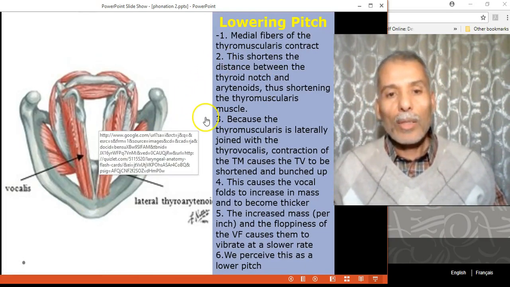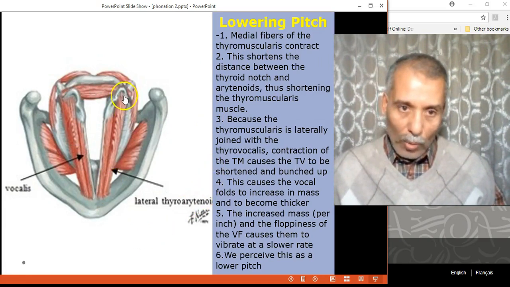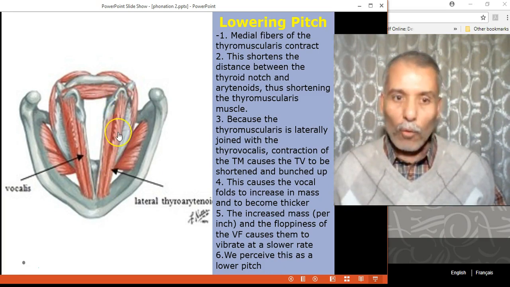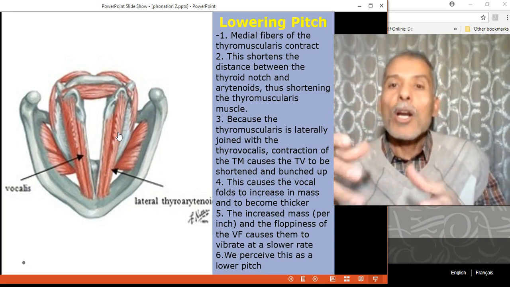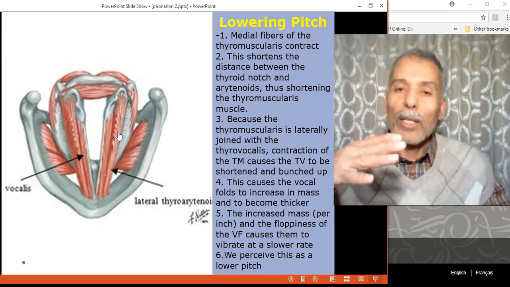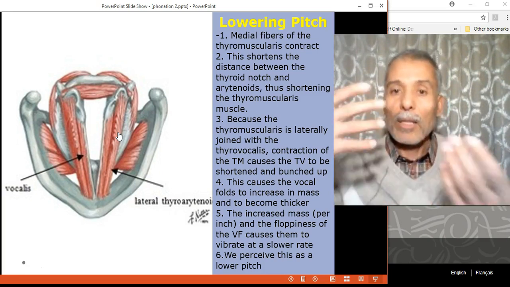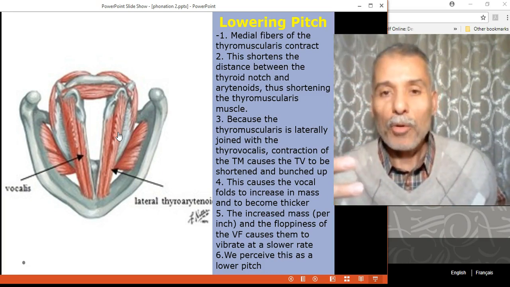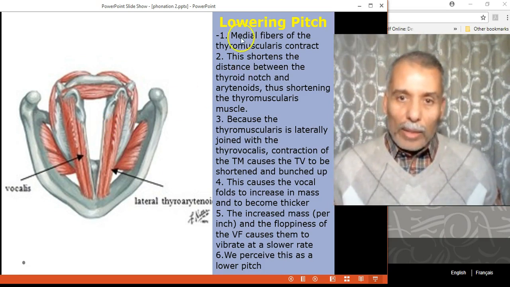So here's how, this is the mechanism to lower pitch. Again, this is thyromuscularis. When it contracts, it pulls the arytenoids forward a little bit, and it shortens the distance now. It shortens the vocal folds. When you shorten the vocal folds, you make them bulkier, you make them heavier. When you do that, they will vibrate at a lower rate, and lower rate vibration, that is lower pitch. So these are the steps.